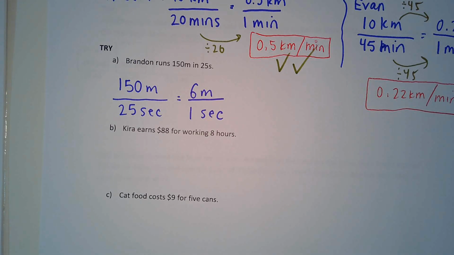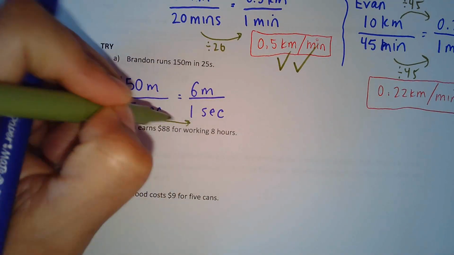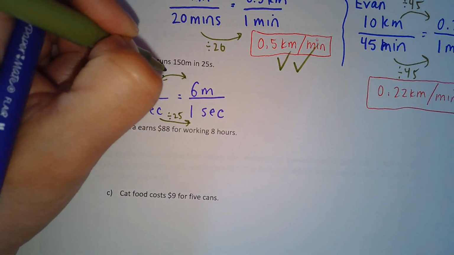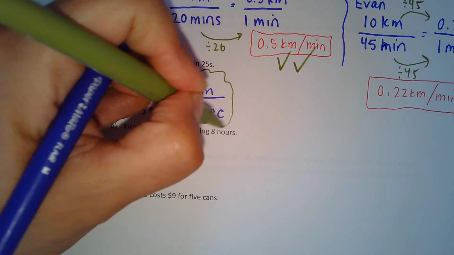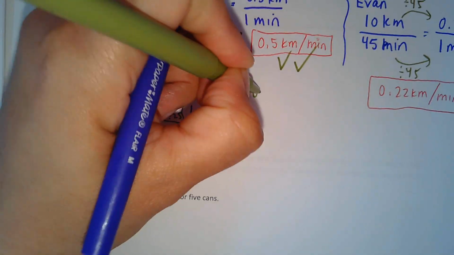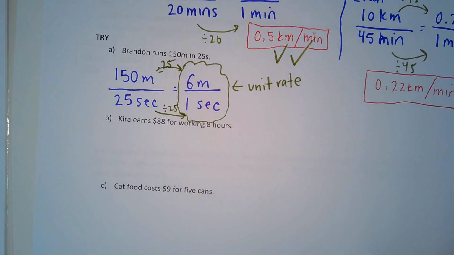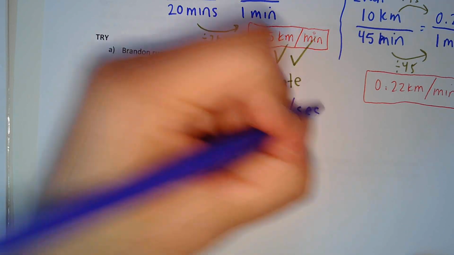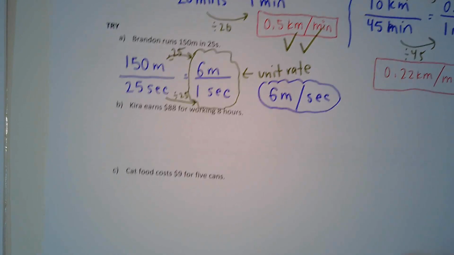Okay, so the first example, Brandon runs 150 meters in 25 seconds. So how much does he run in 1 second? I had to divide that by 25, so I do the same thing to the top. I divide it by 25, and there is his unit rate. He runs 6 meters in 1 second. So that's our unit rate, meaning the bottom number is 1. And a fancier way to write that out is 6 meters per second. I prefer this method here, 6 meters per second.